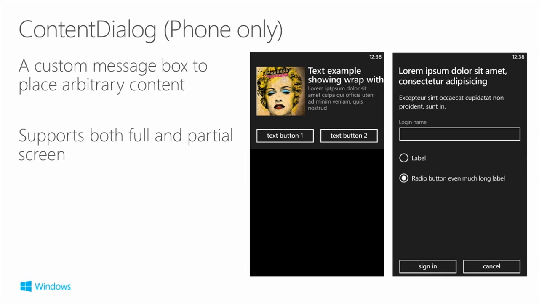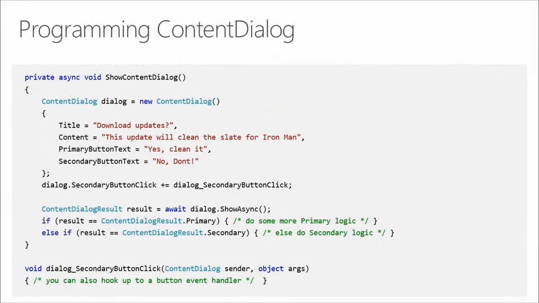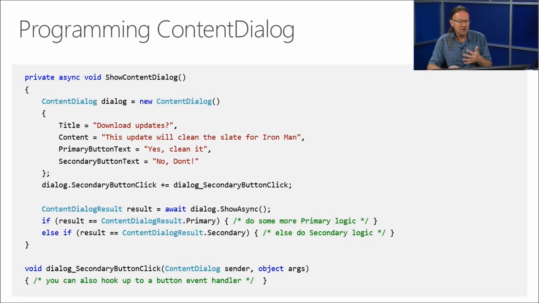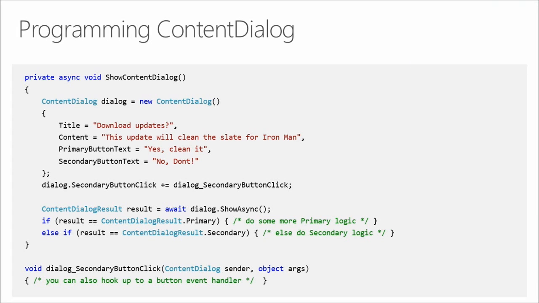So it's a custom message dialog, if you like, where you can place arbitrary content. And it supports, like, the left one is a partial screen and the one on the right is a full screen. The way you use this, in its simplest way, you can just use it in code. You can say contact dialog equals a new dialog, set some properties on it, and then hook up some event handlers. You can see there we've hooked up an event handler on the secondary button click. And then you call content dialog result equals await dialog.showAsync, and that will show the dialog up, and then when that code is executed, you'll be able to check the result and see which button the user pressed.